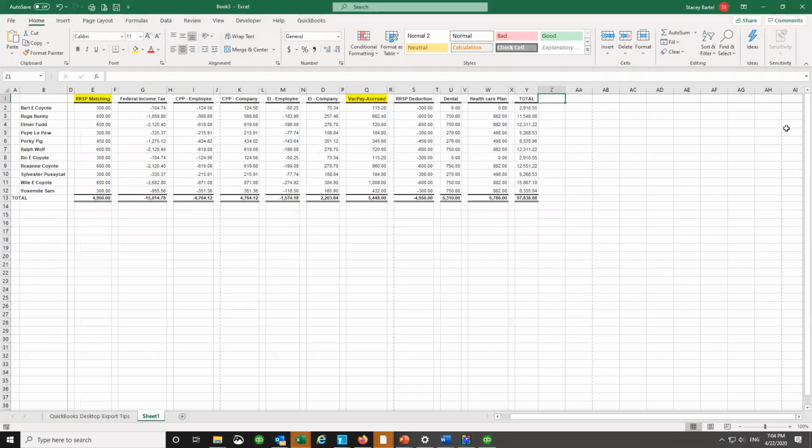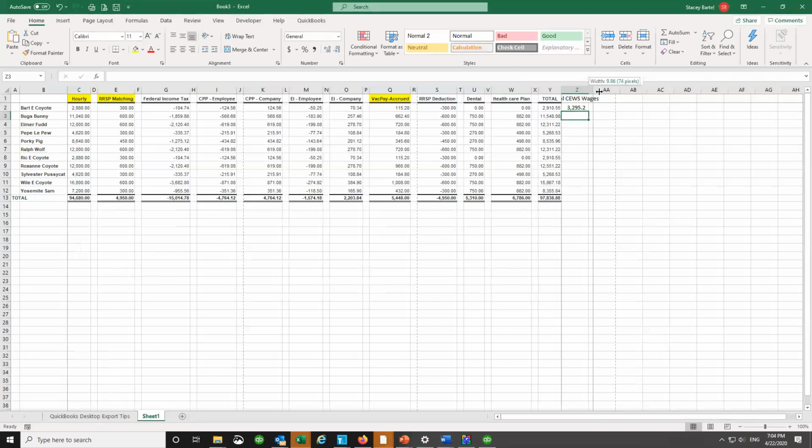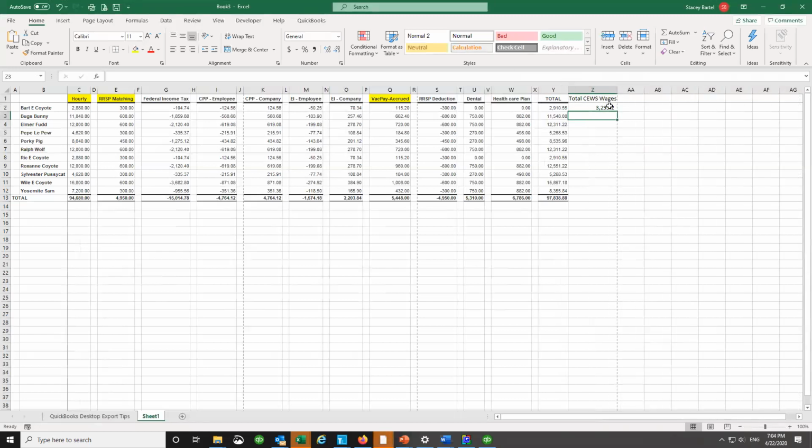So what we're going to do is create our own column here, and this is going to be total CEWS wages. We're just going to add a quick formula in here. We know that we need the vacation pay plus the RSP matching plus the hourly. The total wages that we would end up having here are $3,295.20. Just pay attention here, because this other figure is the total of all of these across.